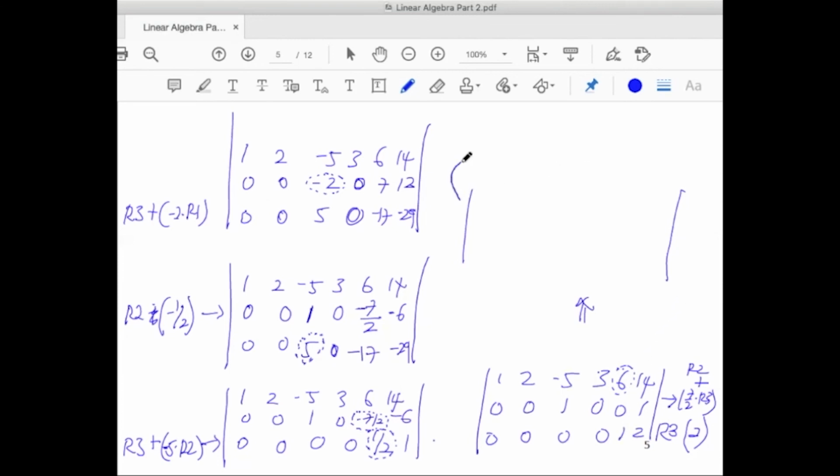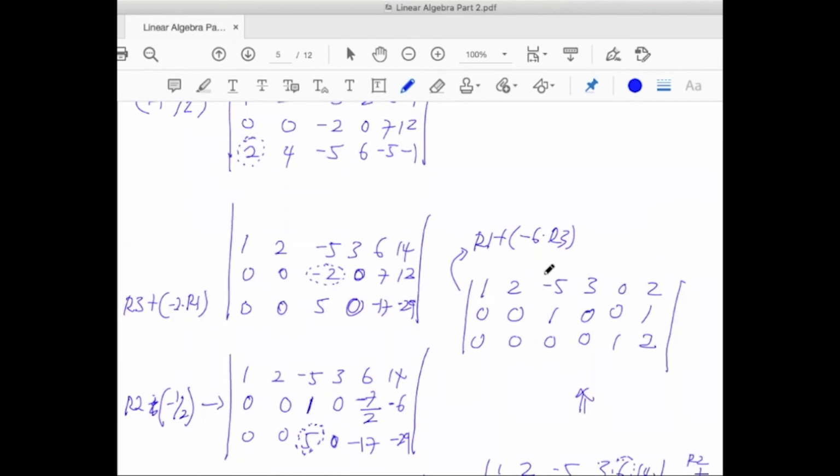To change 6 to 0 in row 1, we take row 1 and add row 3, but we need to multiply row 3 by negative 6. If you do that, you get these numbers. For rows 2 and 3, you can just write them back because we didn't change anything. Next, maybe you can change that into 0 because you have that one.